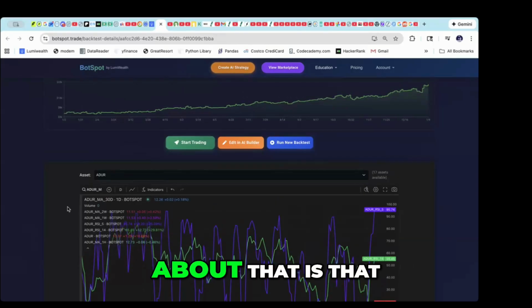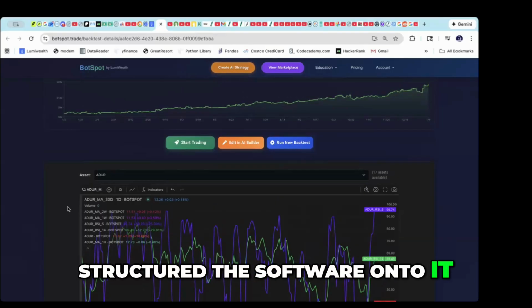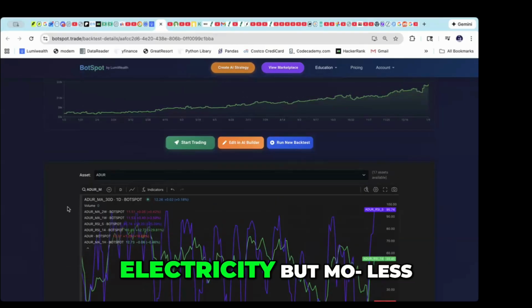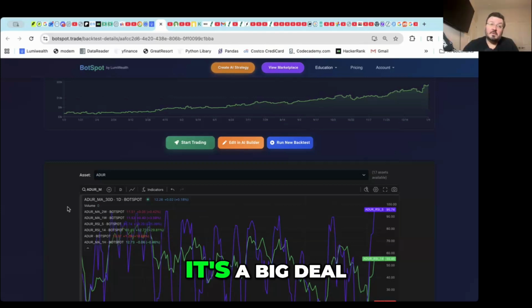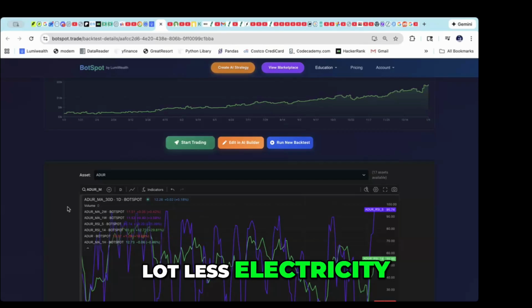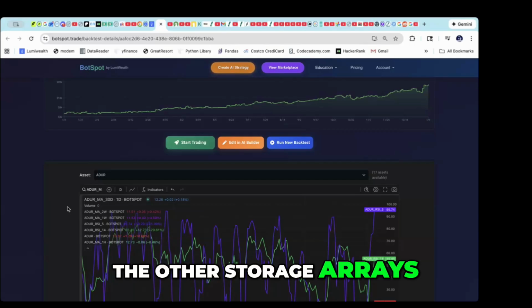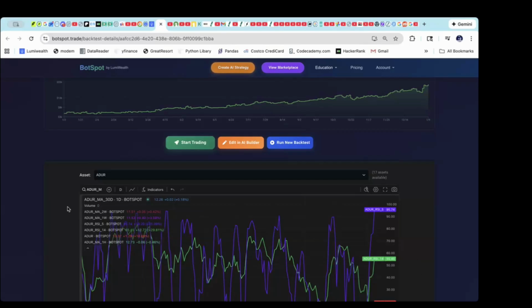And the beautiful thing about that is that since it's a drive and the way they structured the software onto it, it uses one third less electricity than other storage arrays. Wow, that's a big deal. Yeah, it's a big deal. So it uses a lot less energy than the other storage arrays, and it can compact more data.